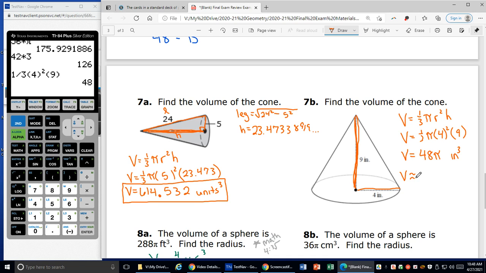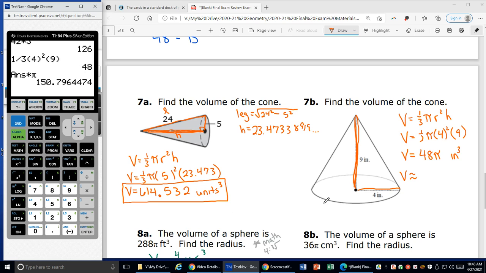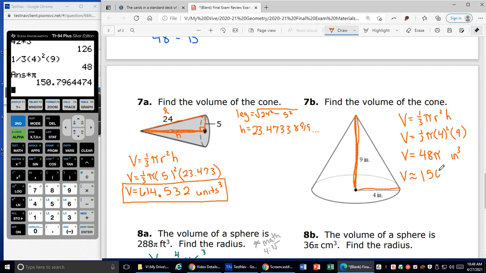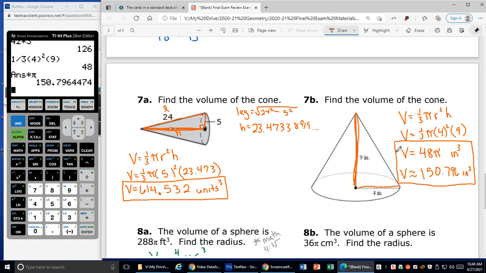My approximate answer, if I multiply that times pi, gives me 150.796 cubic inches. There you go.